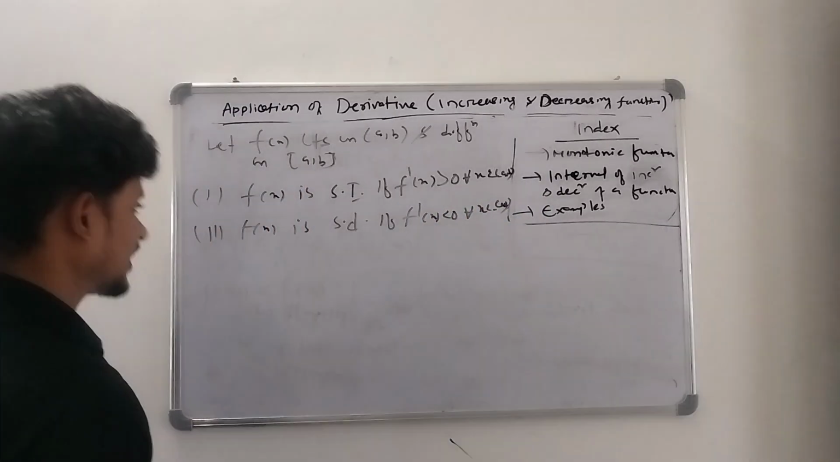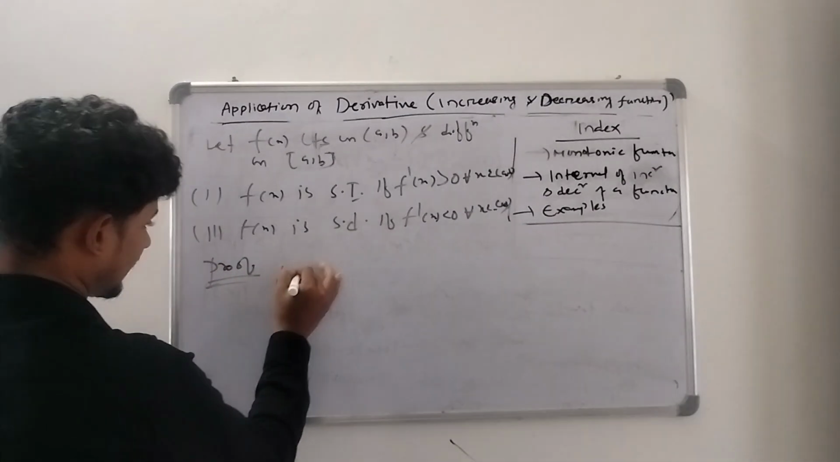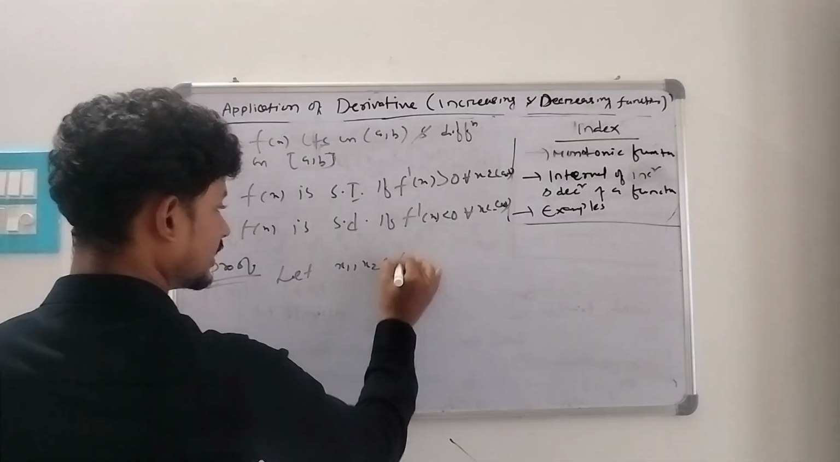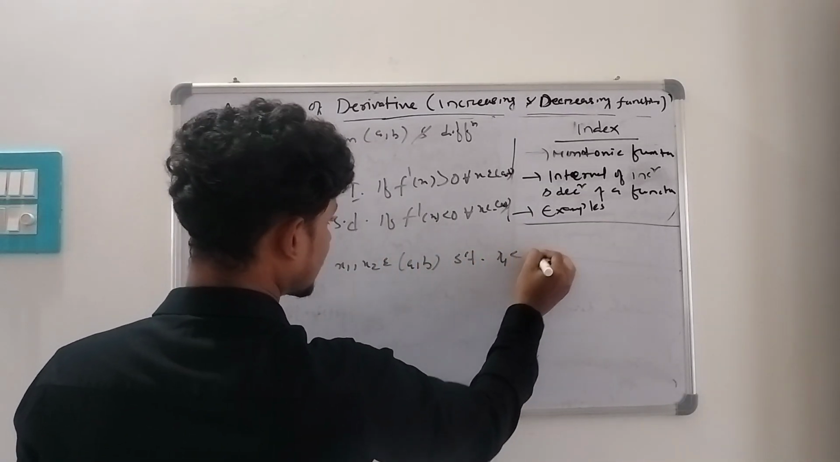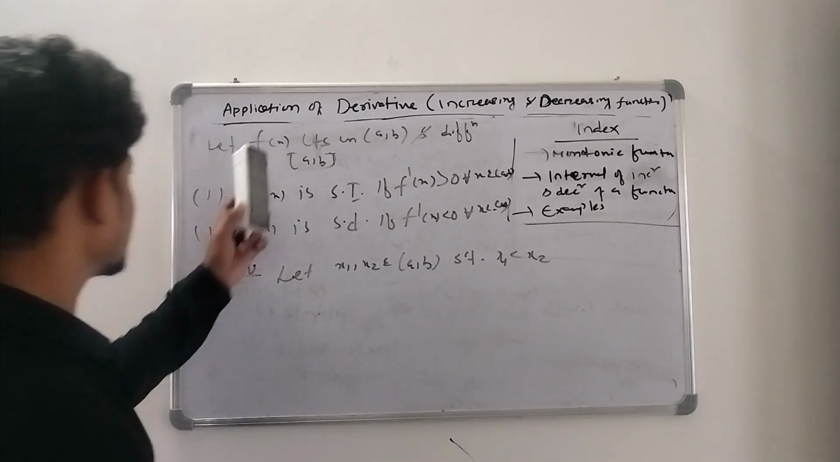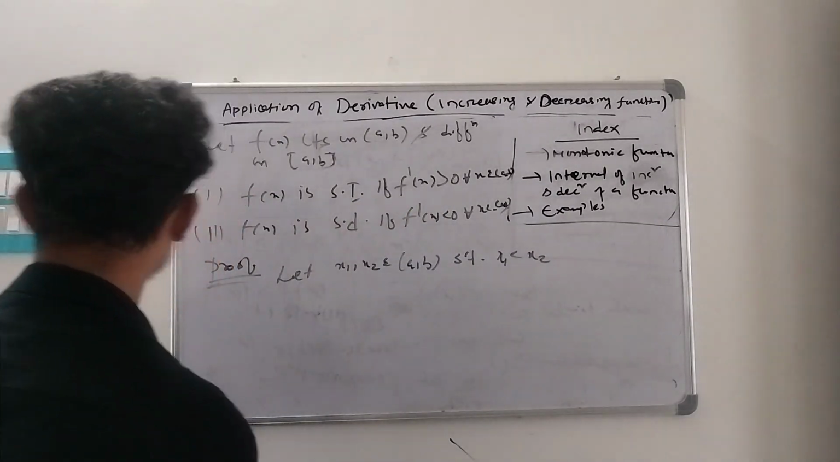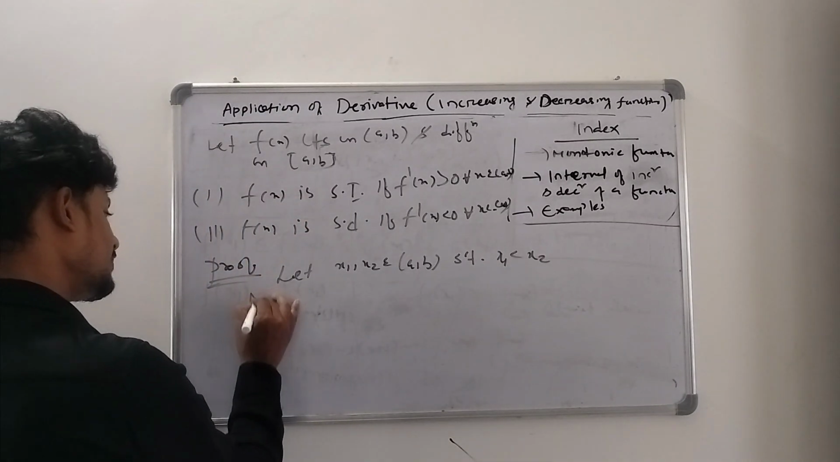Let us prove this statement. First of all, let me take two arbitrary elements x1 and x2 belonging to ab such that x1 is less than x2. Since this function is continuous on the closed interval ab and differentiable on the open interval ab, we can apply the mean value theorem.